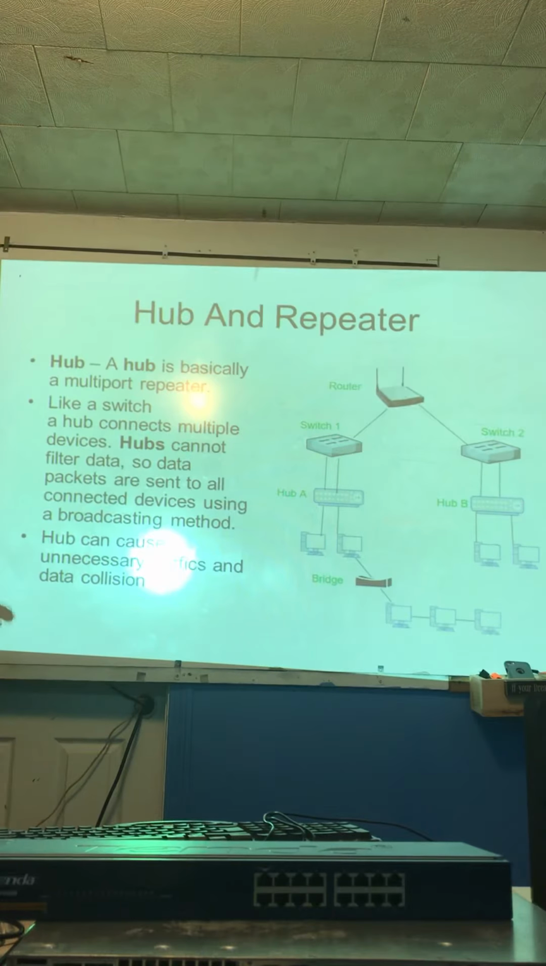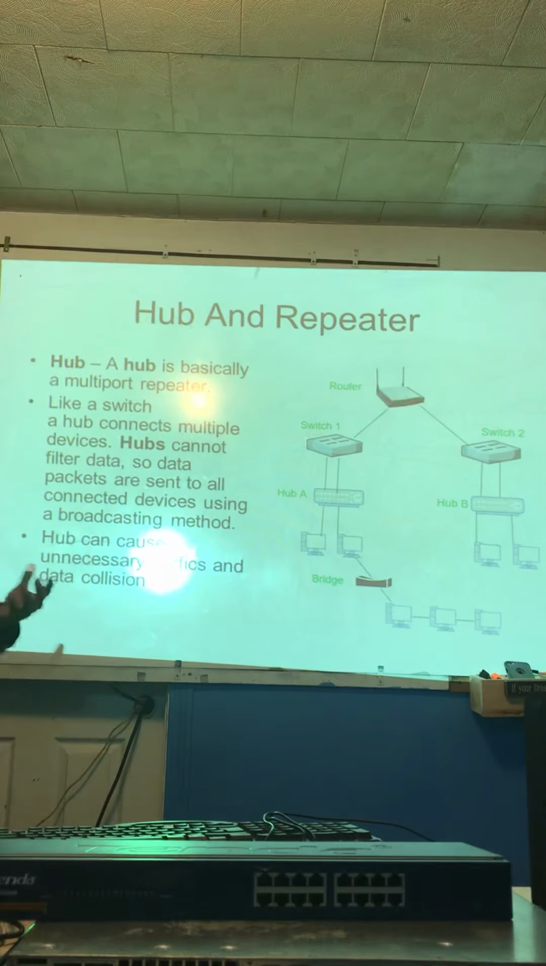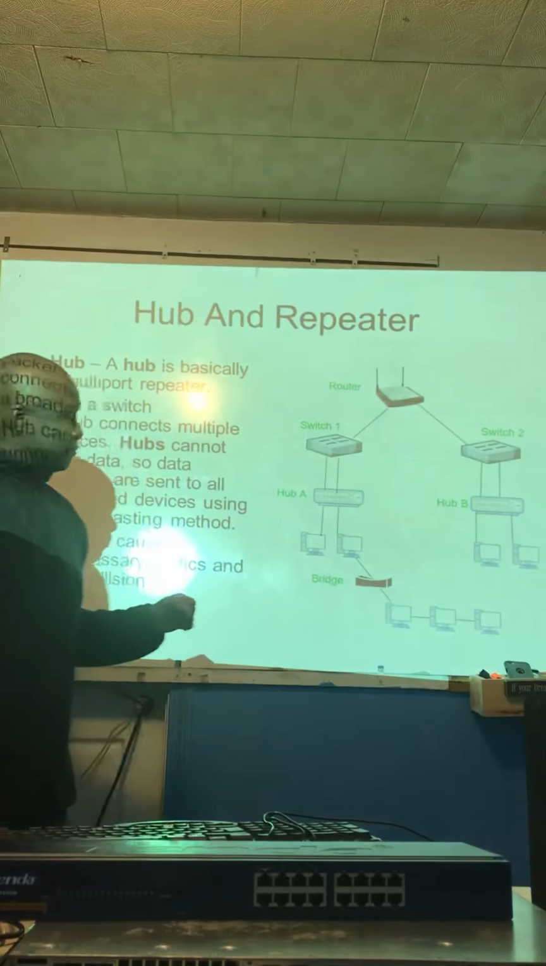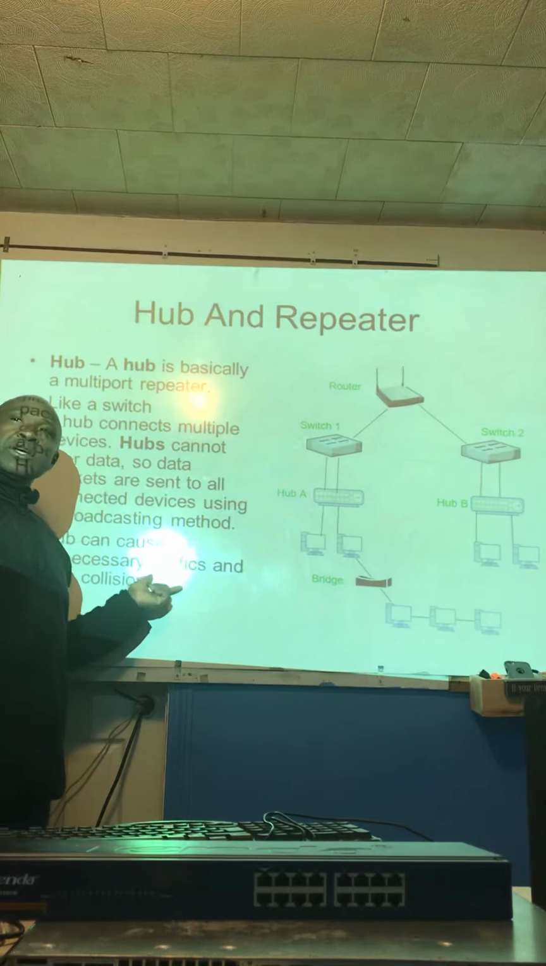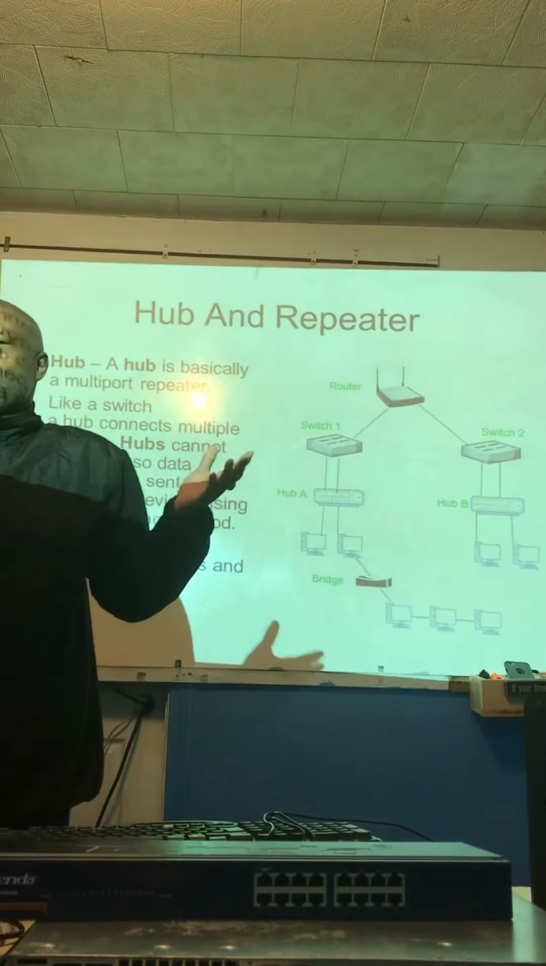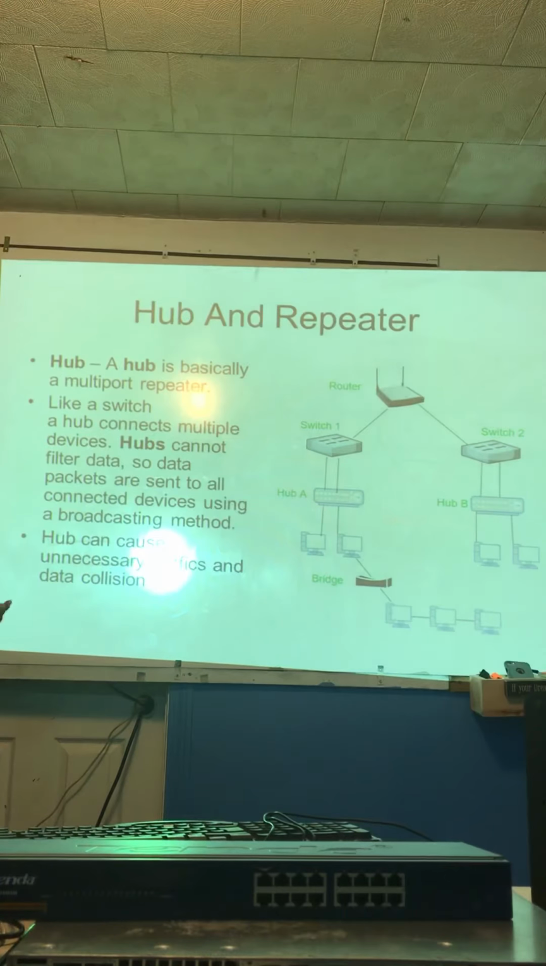And as I explained, the weakest part of the hub is that it can cause unnecessary traffic and data collision that you don't want. Now, we're going to see another component, which is the bridge, because the bridge can reduce the collision caused by the hub. But what we do now is just avoid using a hub to avoid this type of unnecessary traffic that will make our network congested. We don't want that.